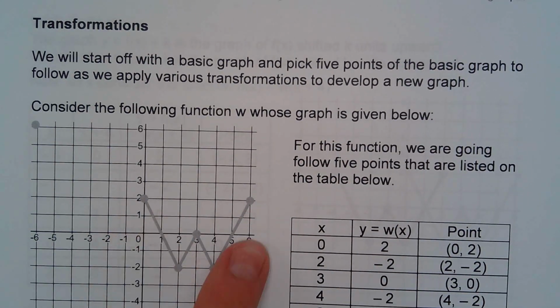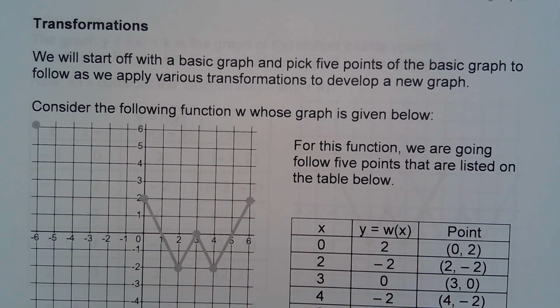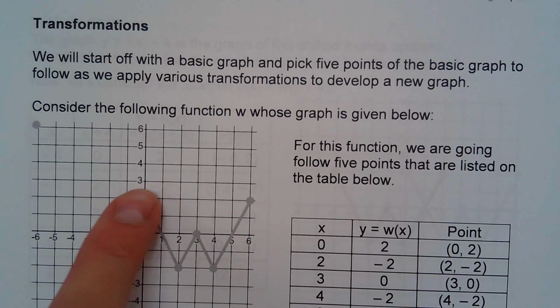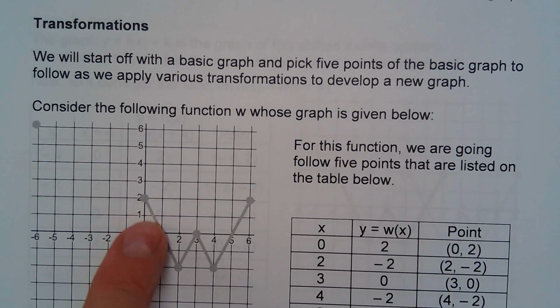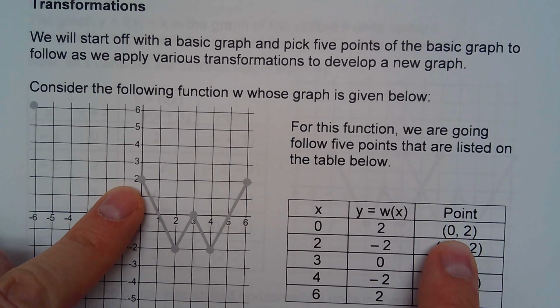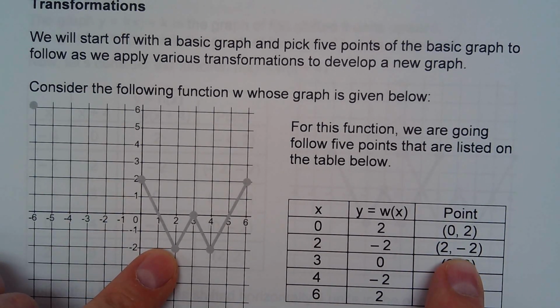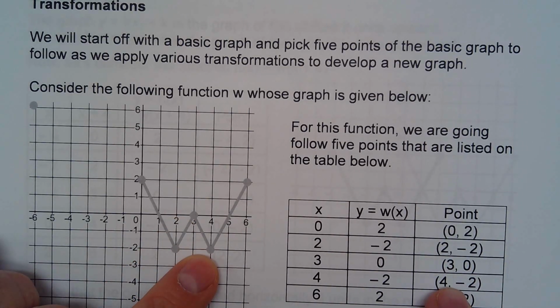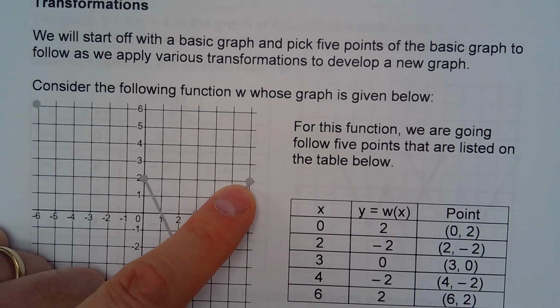So this is the picture. It looks like I got an extra dot there. I'm not sure why that's there. A little typo, but anyway, just ignore that dot up there. And so this is my W function, and it goes through these points here: (0, 2), (2, -2), (3, 0), (4, -2), and (6, 2).